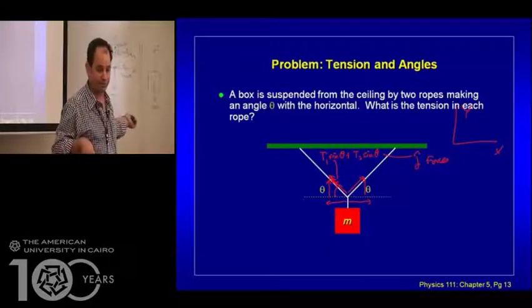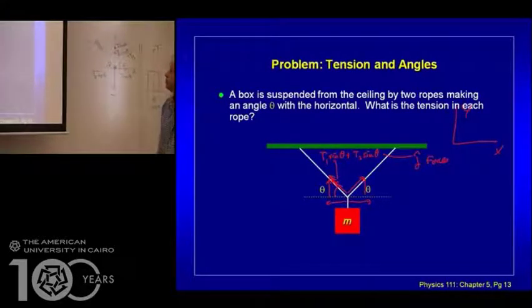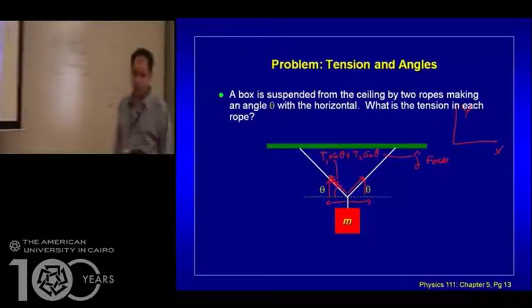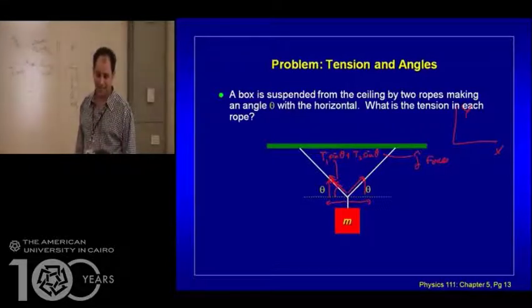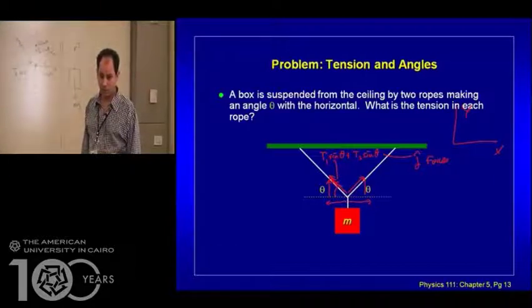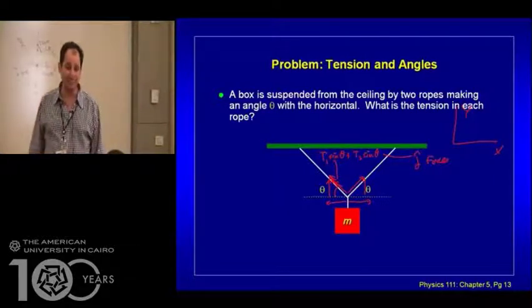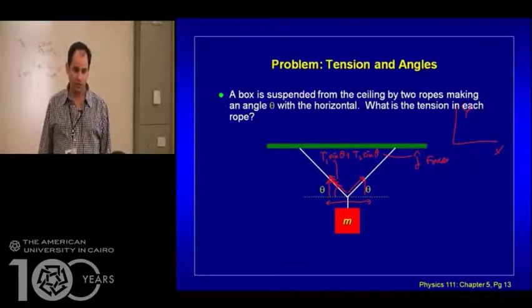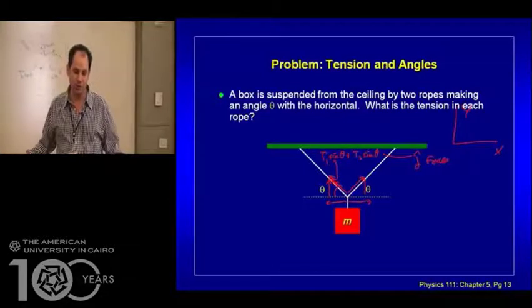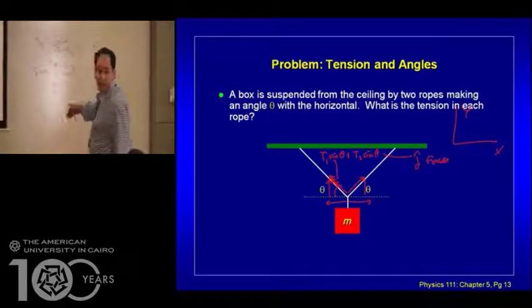Ali: Might the ropes be of different materials, so the tension might be different even if the angle is the same? We assume that the ropes are massless. If the ropes are massless, then they are the same.